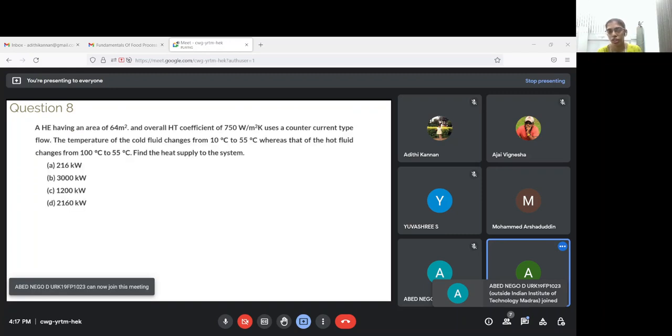So moving on to question 8. A heat exchanger having an area of 64 meters square and an overall heat transfer coefficient of 750 watt per meter square Kelvin uses a counter current type of flow. The temperature of the cold fluid changes from 10 to 55 degrees Celsius, whereas that of the hot fluid changes from 100 to 55 degrees Celsius. So find the heat supply to the system. So how do you proceed with this?